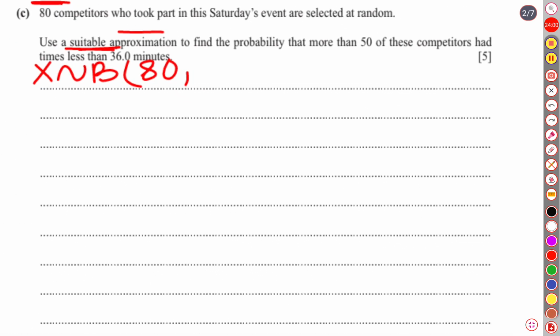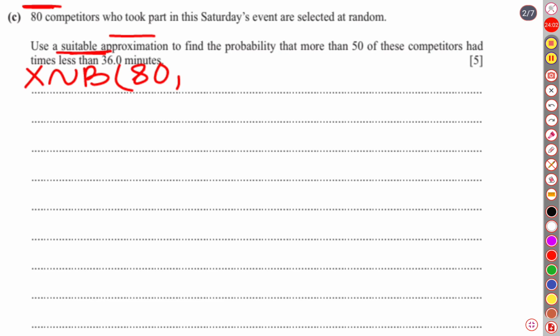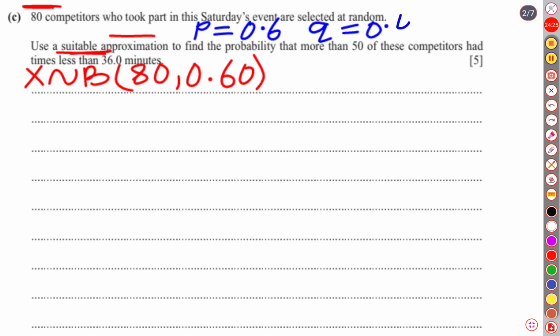So our P is 0.60, 0.60 is probability. P is equal to 0.6 and our Q is going to be 0.4.